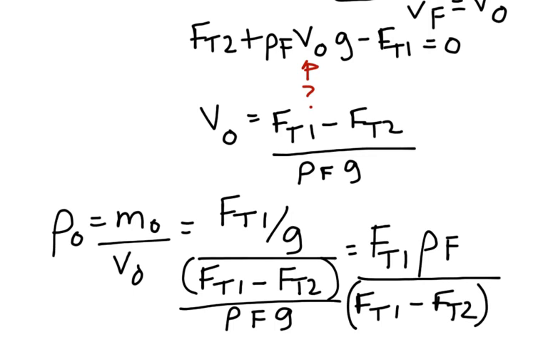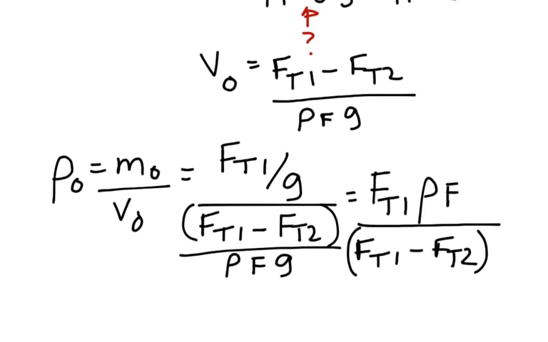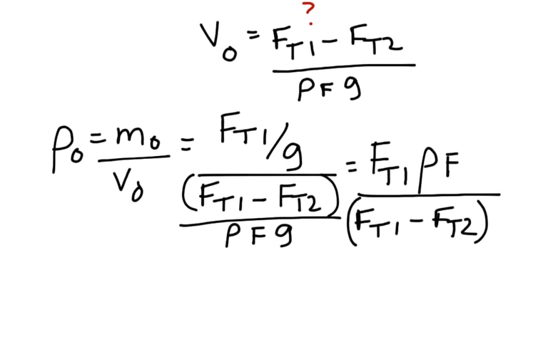We have the force of tension in the first case, which is the reading on the spring scale in the first case, multiplied by the density of the fluid, which is the density of water, divided by the quantity of the force of tension in the first case, the reading on the spring scale in the first case, minus the reading on the spring scale in the second case.